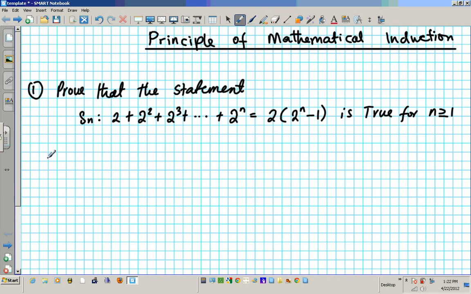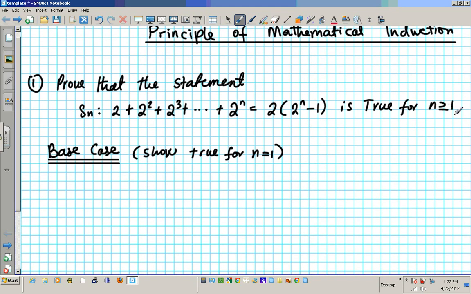Alright, so to do this, we're going to start out with the base case. For the base case, we need to show that the statement is true for n equals 1. That is the smallest positive integer, so that's what we'll start from, n equals 1. We're going to show that S(1) is true. That's the goal here.